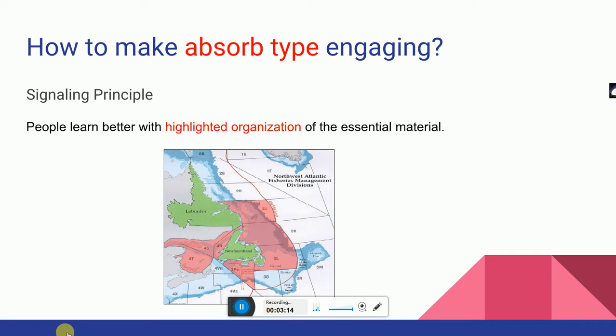The second principle is the signaling principle. Basically, it refers to the fact that we are better learners if the material that we're delivering is highlighted and organized. So we learn better with highlighted organization of online content, such as this annotated map here with different captions and numbers.